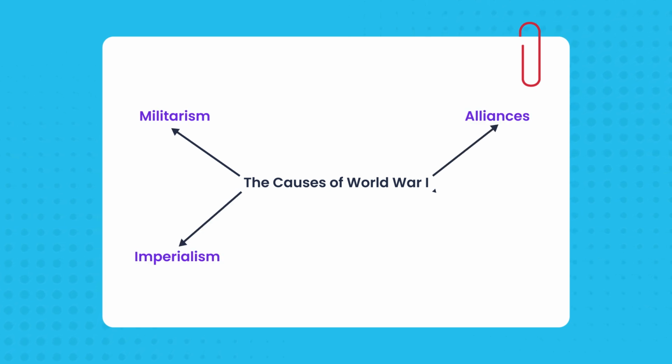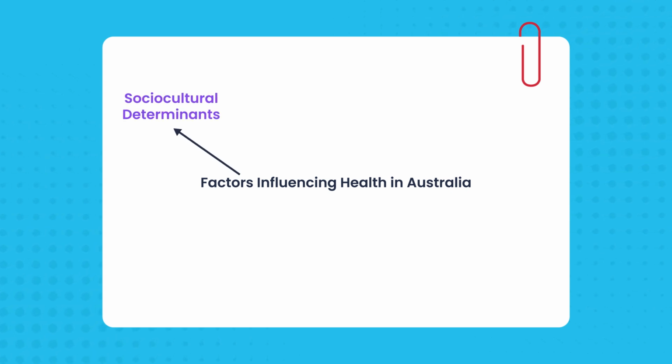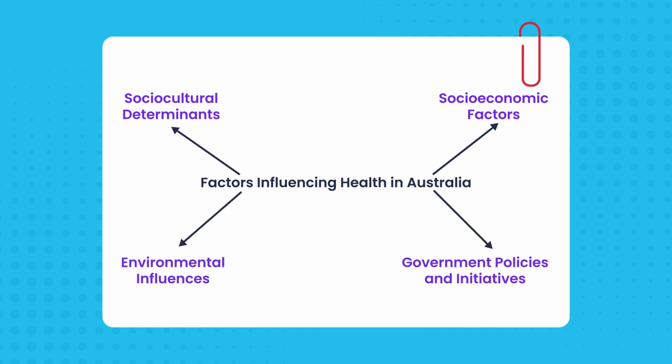alliances, imperialism, or nationalism. If you're mapping out factors influencing health in Australia for PDHPE, your subtopics could include socio-cultural determinants, socio-economic factors, environmental influences, or government policies and initiatives. Each of these subtopics will act as branches that connect directly to the central idea. Once you've chosen them, you can start adding details underneath each one in the next steps.